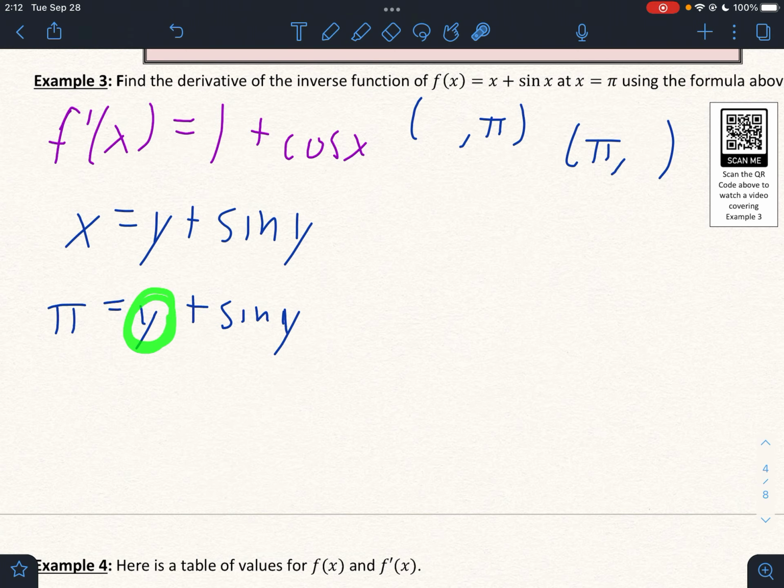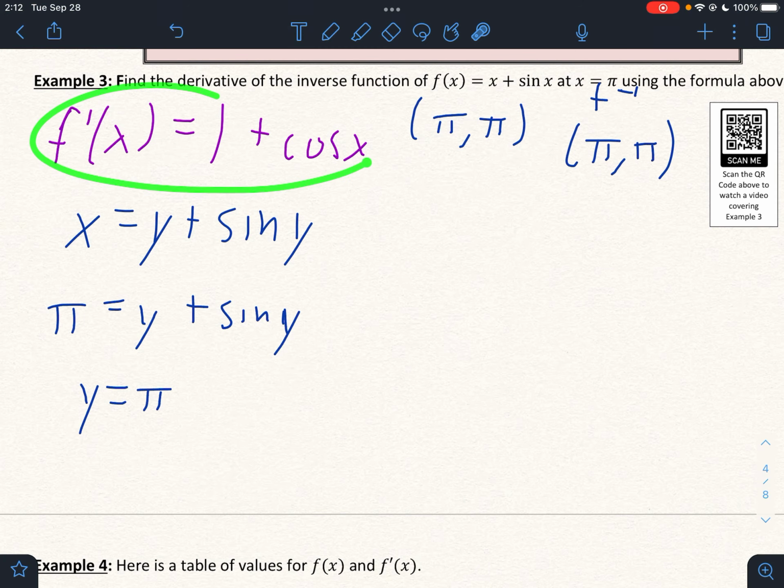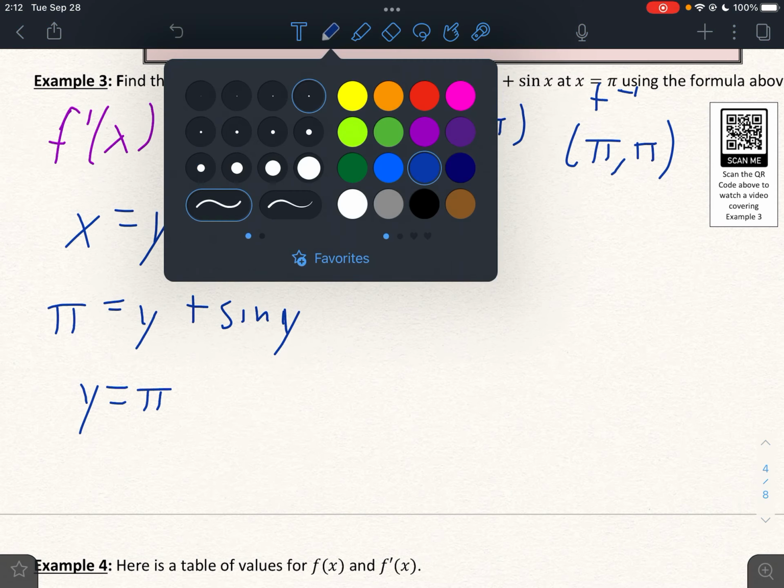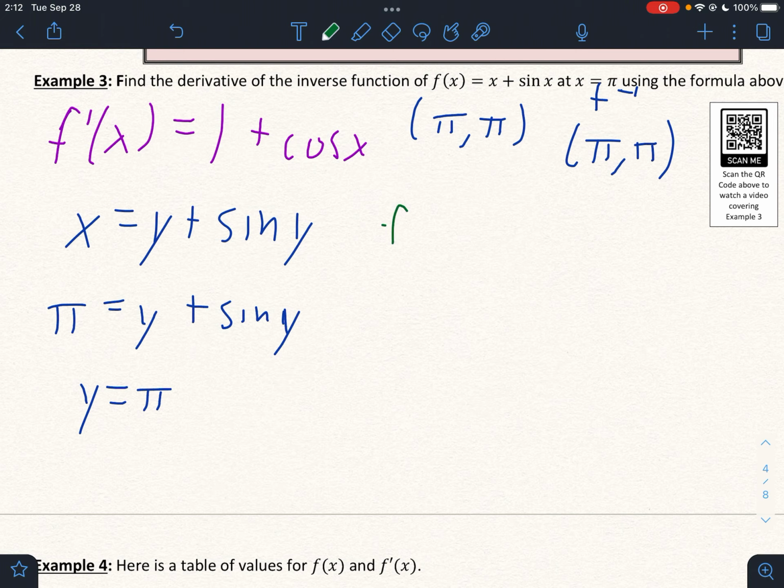If we put 0 in, we would get 0 plus 0, so that's not going to work. But if we put pi in, we would get pi plus 0. So really, our y coordinate is also going to be pi. That's on the inverse here, right? But that means the original function is also pi comma pi. So these points are going to be mirrors of each other. So what we need to do then is go back to our derivative and find our slope at pi.